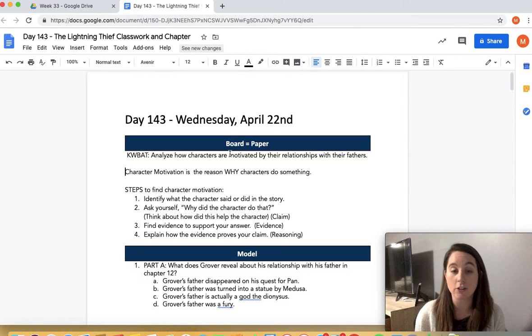Character motivation, again, we've been doing this the past 2 days. It's the reason why a character does something. So, you identify what they said or did. Ask yourself, why did they do that? How did it help them? Find your evidence and then explain how your evidence proves your claim.